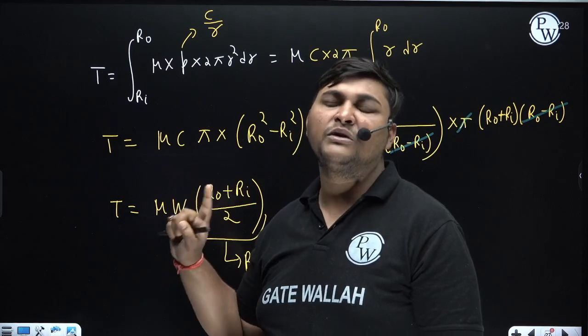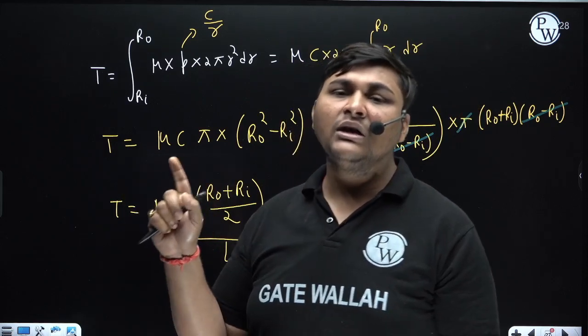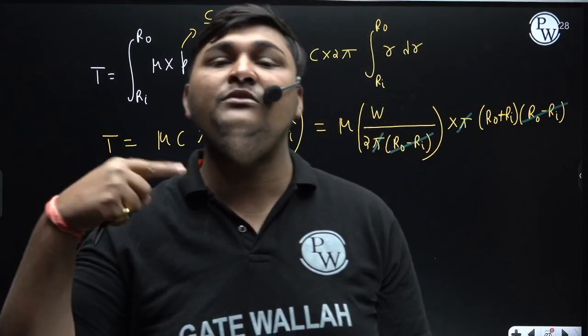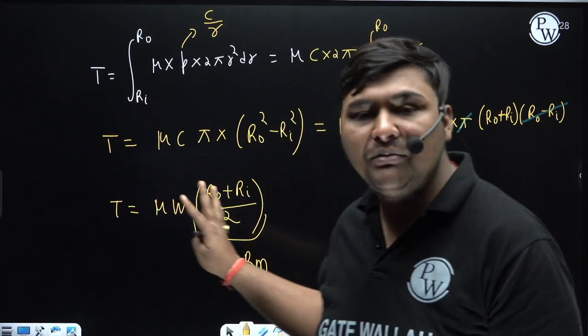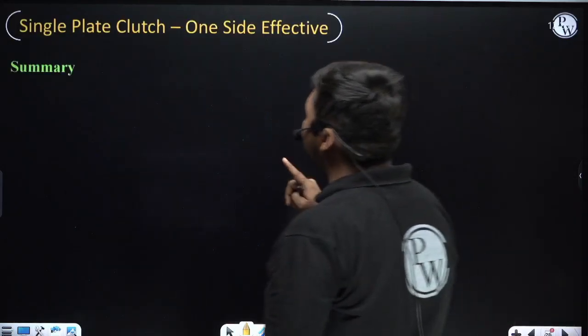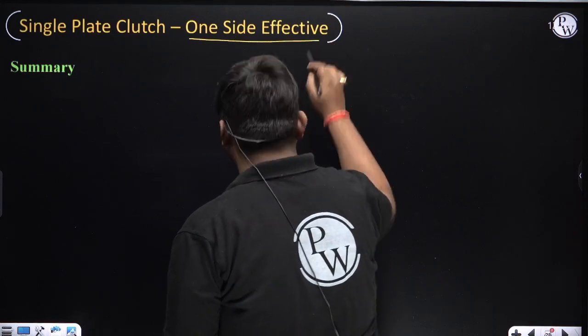or the single plate clutch with both sides effective, in those cases the only difference which will arise is that the number of pairs of contacting surfaces will increase. The rest of the analysis will be the same. Okay. So, if I summarize all the discussion for a single plate clutch with one side effective.